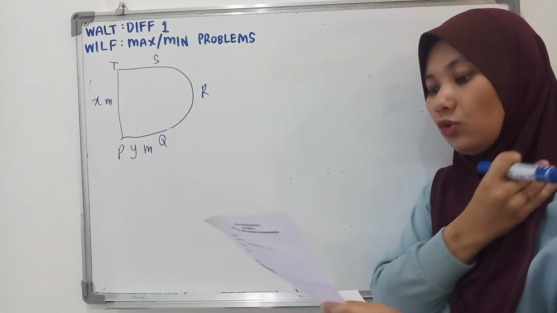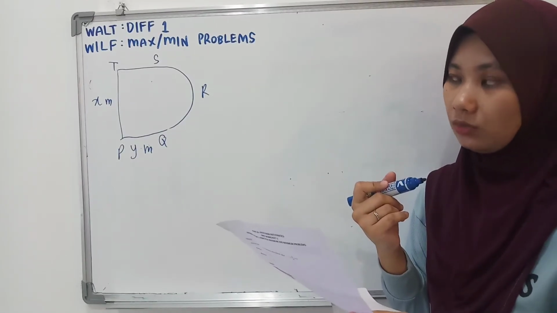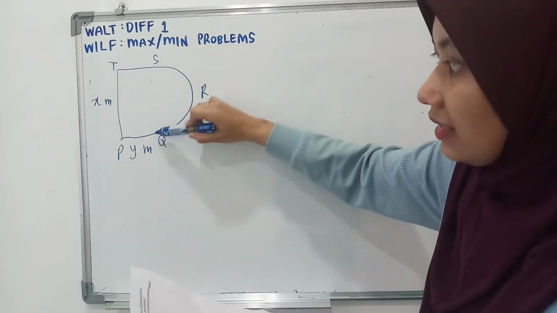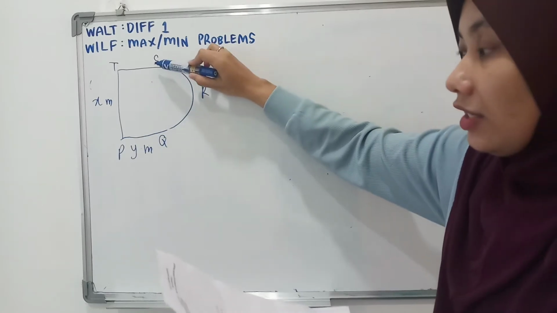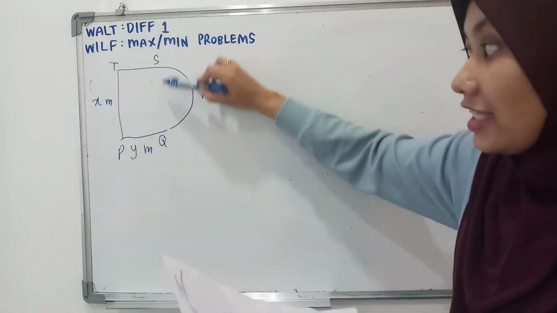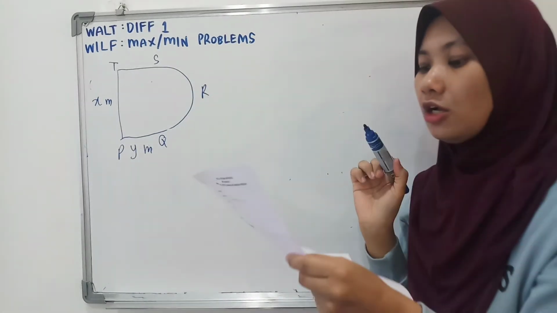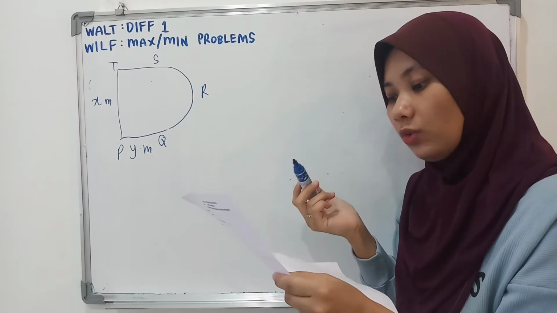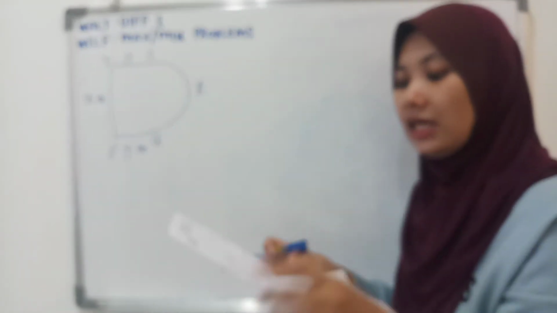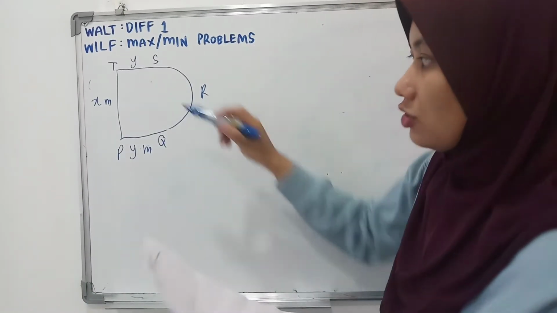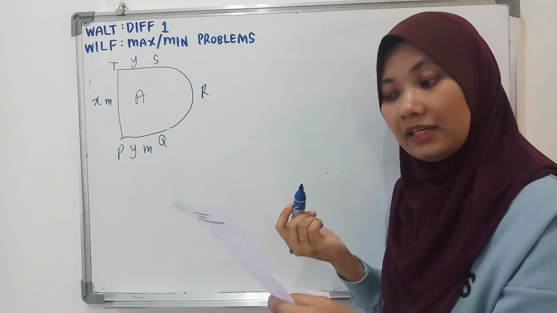Okay, PQST is just a rectangle. QRS is a semicircle with diameter SQ. So this is a rectangle, and this is a semicircle. It means the radius is half of SQ. SQ is the diameter, so the radius is half of SQ. Okay, now PT equals X, PQ equals ST equals Y. So this is also Y. Everything here is given in the question. The total area enclosed by the shape is A. So question A asks us to express Y in terms of X.